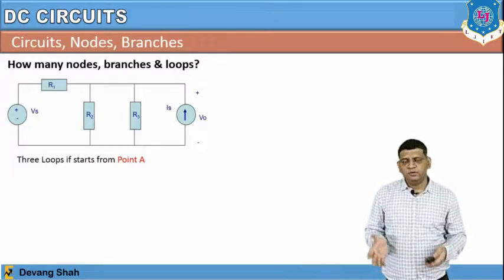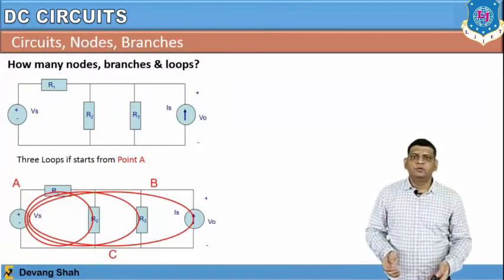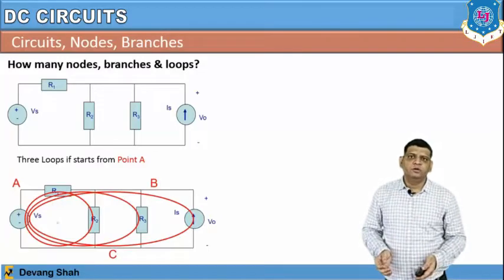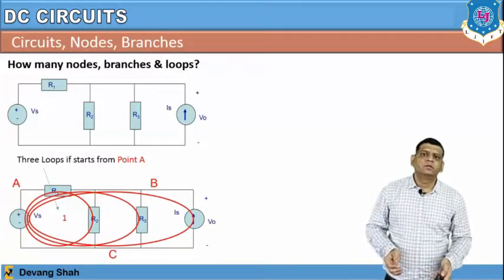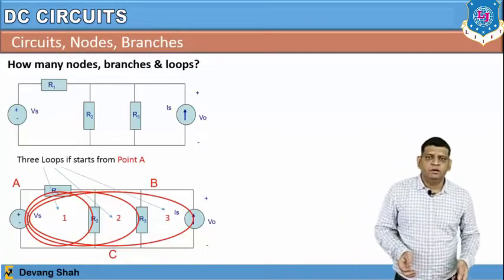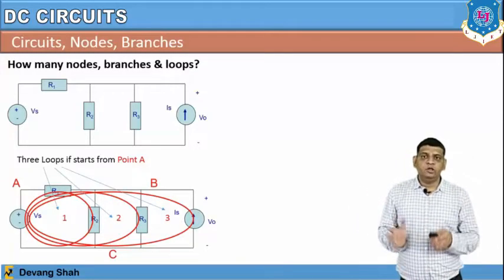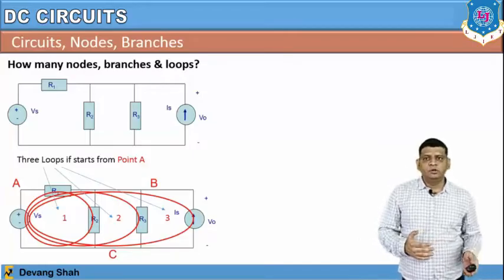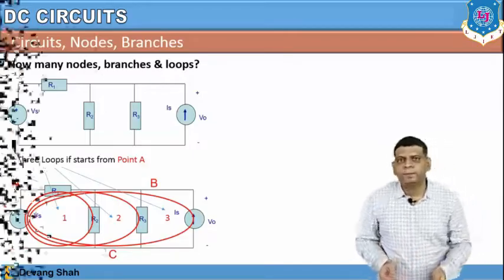There are 3 loops if you start from point A. So you can see there are 3 loops. Loop number 1, this is loop number 2, this is loop number 3, right? So there are 3 loops. Again, you can also individually define the loop, right?